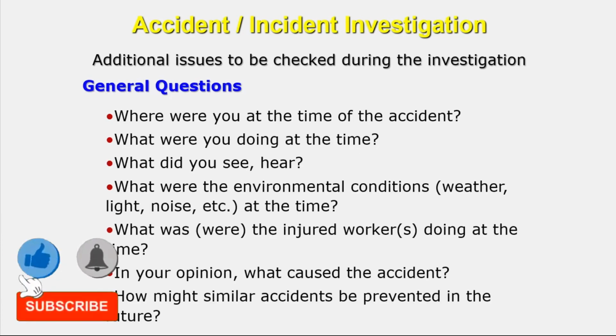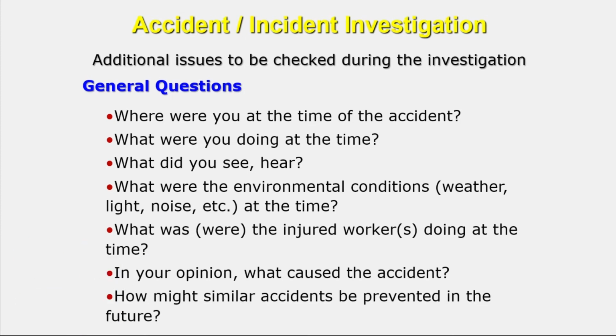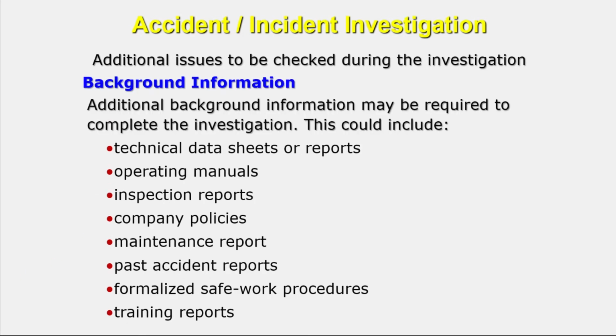General questions: where were they at the time of the incident? What were you doing at the time? What did you see? What were the environmental conditions, weather, light, noise, etc. at the time? What was the injured worker doing at the time? In your opinion, what caused the incident? How can a similar incident be prevented in the future? These are the general questions you can ask the witnesses and all the involved parties.